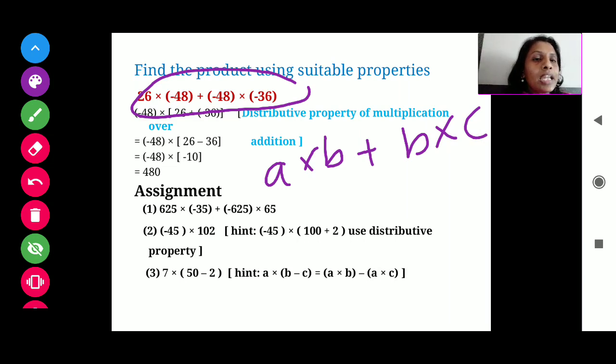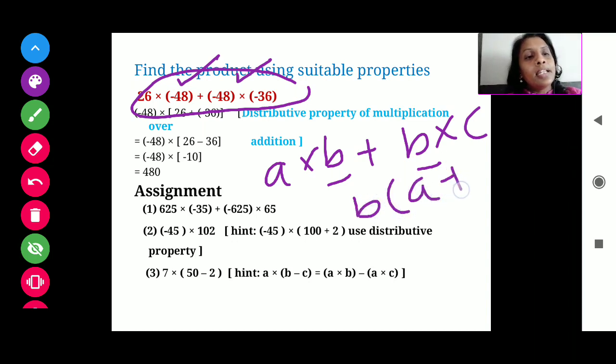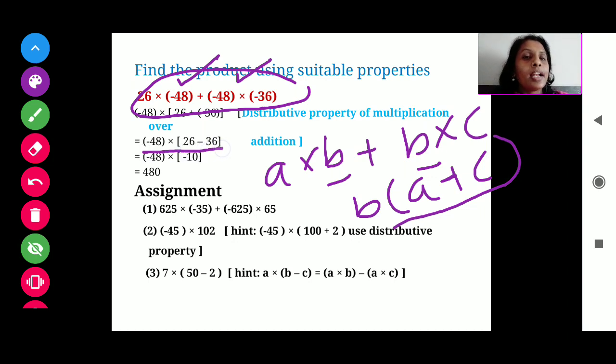Now you can see B and B are both common. So here 48 and 48 are common. So what can we do over here? We can write B first, then in the bracket A plus C. You can convert this into this form. So here I have already done it. I have taken out 48 and then 26 minus 36. So you might be confused: why minus 36? Because it will be like this. I will show you.